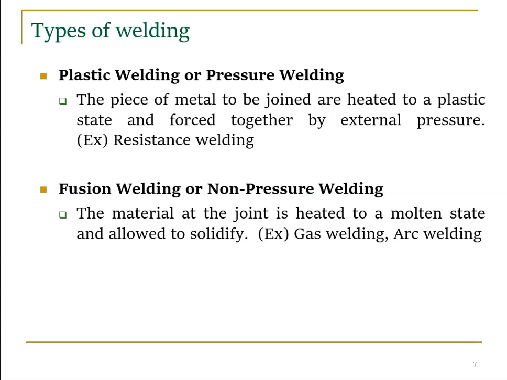Similarly, if you keep on increasing the temperature of the plastic chair but don't apply any force, and the shape still changes, then we say it's fusion welding, because you didn't apply any pressure on the plastic chair. The material at the joint is heated to a molten state and allowed to solidify. Examples of plastic welding are resistance welding. Examples of fusion welding are gas welding or arc welding.